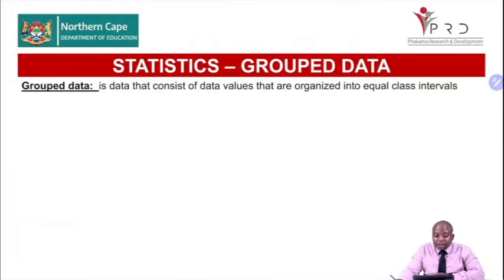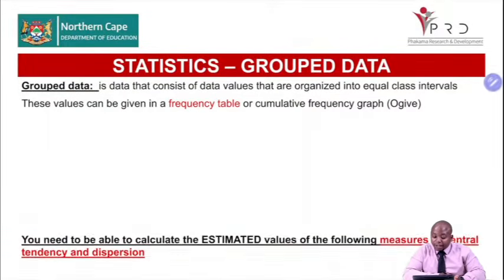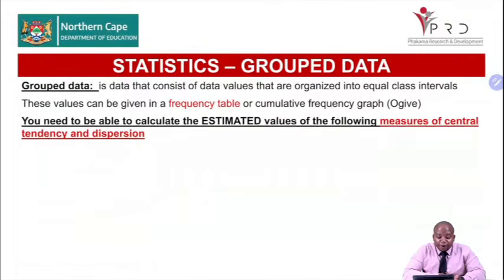Now, statistics in terms of grouped data. Grouped data consists of values that are organized into equal class intervals. These values can be given in a frequency table or a cumulative frequency graph, which is the ogive curve. For grouped data, you need to be able to calculate the estimated values. So here, because we're dealing with grouped data, we work with the estimated values of the following measures of central tendency and dispersion.